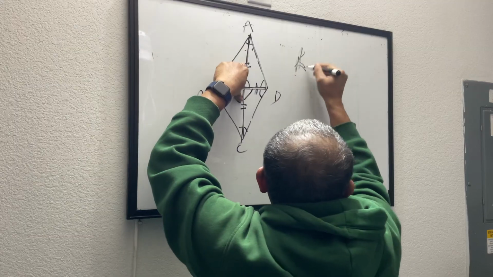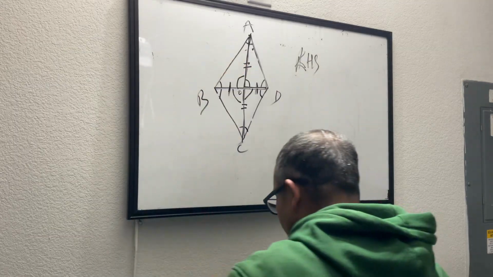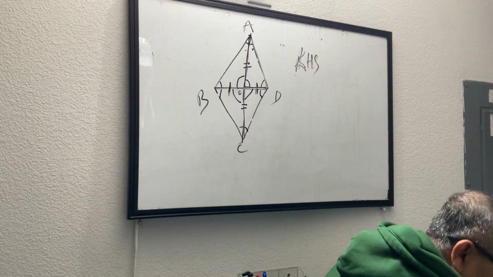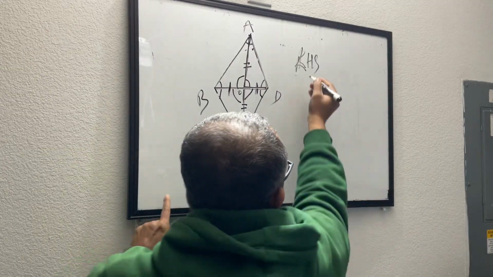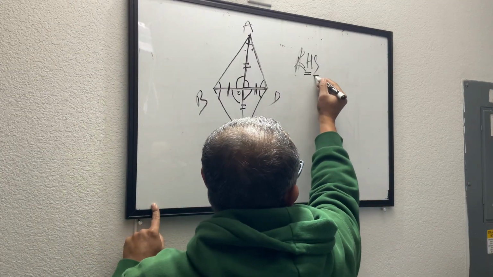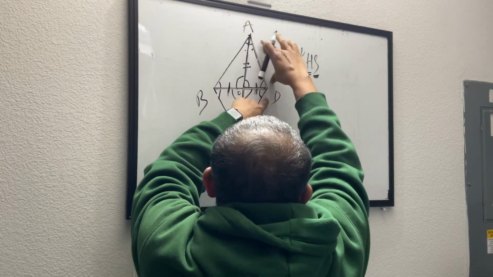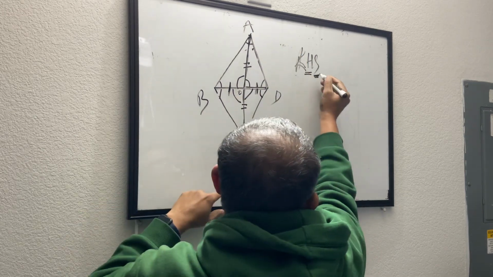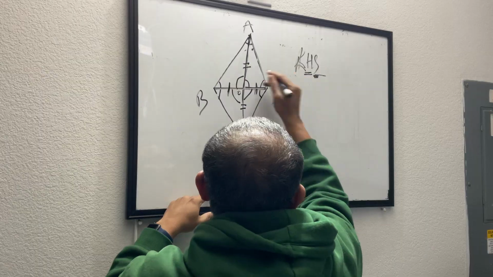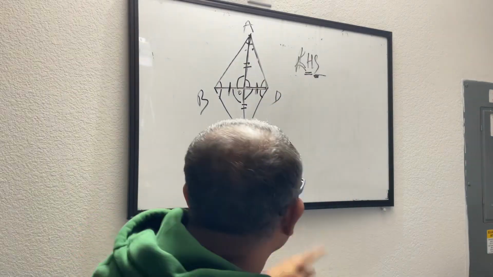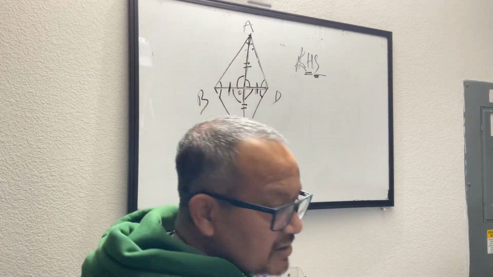Theorem of congruence saying RHS, right? Two right angle triangles will be congruent if the hypotenuse are same and one of the sides matches. So these two are hypotenuse for these two right angle triangles, and this side is common. Side and hypotenuse matched. Both are right angle triangles. They are congruent. Same way you can see all these four triangles are congruent.